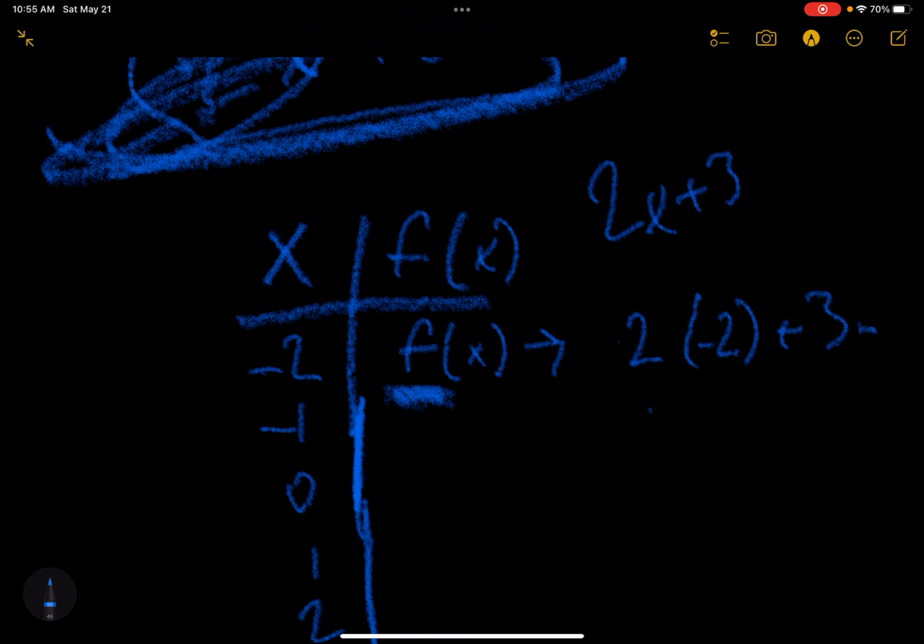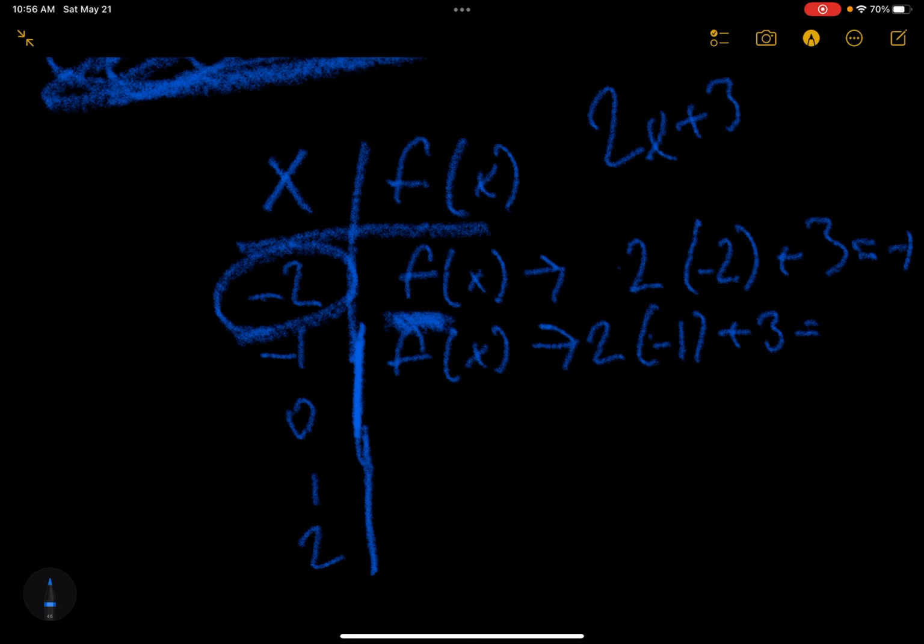So now we can just do the same for -1. We turn our function into 2 times -1, plus 3, which equals -2 plus 3, which is 1. 0 is really simple, so it'd just be 3. 1 will be 5, and 2 will be 7. So we can check our work.